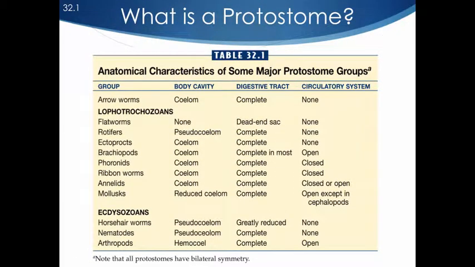So here's just a table for anatomical characteristics of the major groups of protostomes. So you don't really need to know this, but you can just look at it for your own reference. And as it says at the bottom, all protostomes have bilateral symmetry.